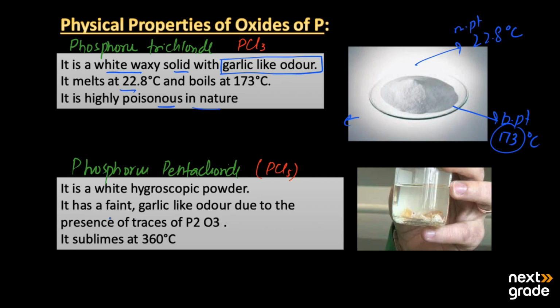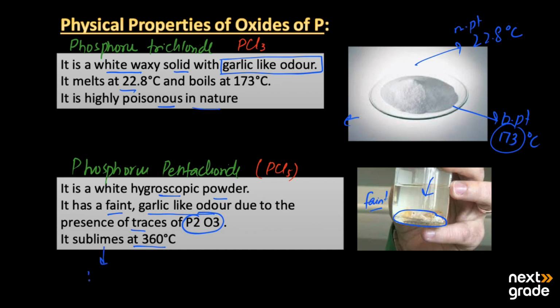After this, we have the physical properties of phosphorus pentachloride, PCl5. It is a white hygroscopic powder. It is present in the form of a powder and can mix with water. It has a faint garlic-like odor, faint due to the presence of traces of phosphorus trioxide in it. It can be sublimed at a temperature of 360 degrees Celsius.